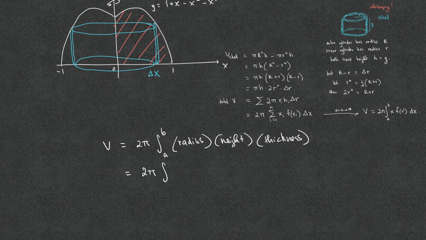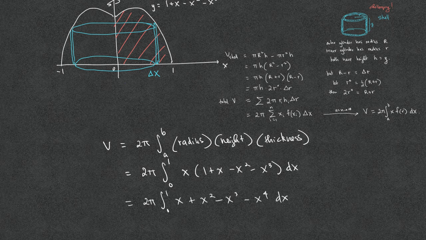This is 2 pi, the integral from a to b. The radius is, again, r equals x. The height is the value of the function in this particular example, 1 plus x minus x squared minus x cubed, and the thickness is dx.